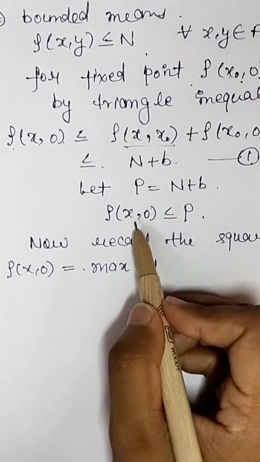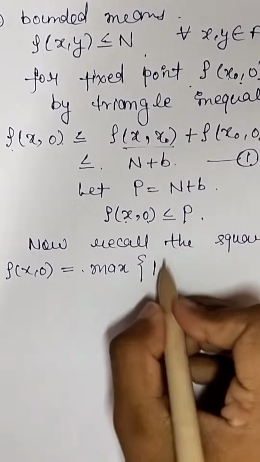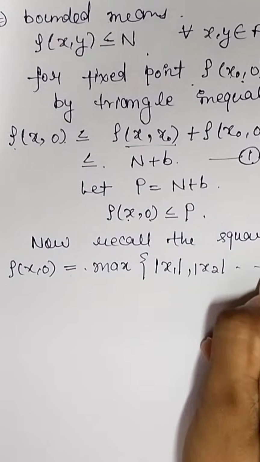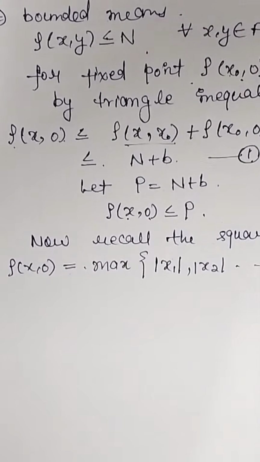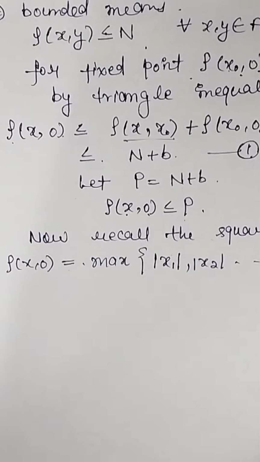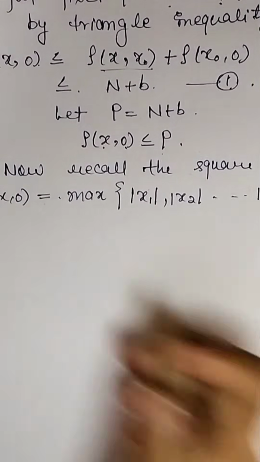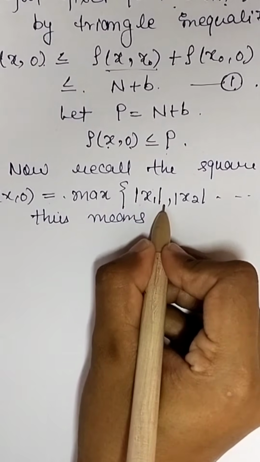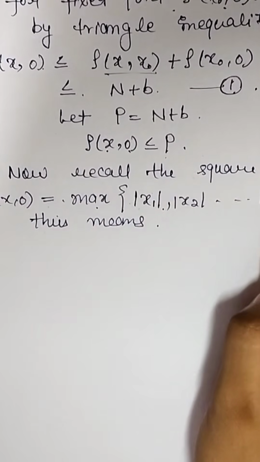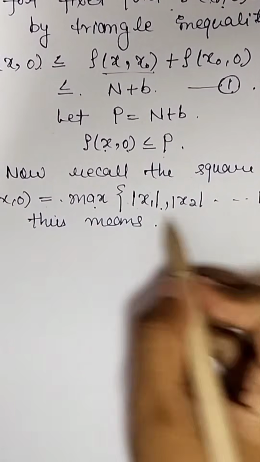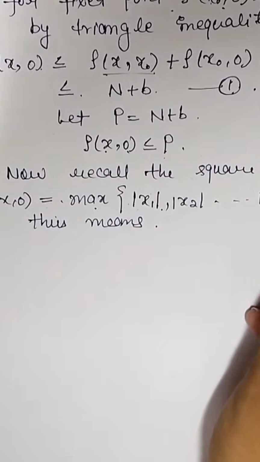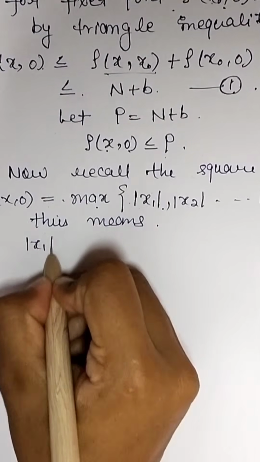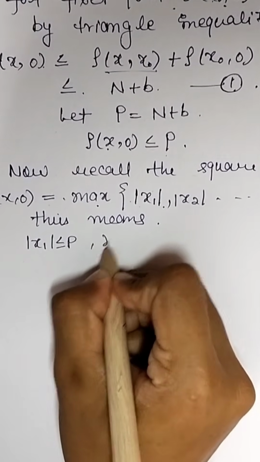Here we take the distance from x to 0. So we take the maximum of x1, x2, dot dot xn, which is less than p. This means if the maximum of these is less than p, then all the distances are less than p. This means x1 is less than p, x2 is less than p.